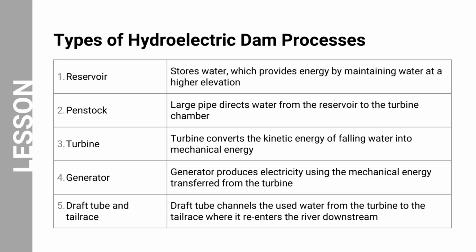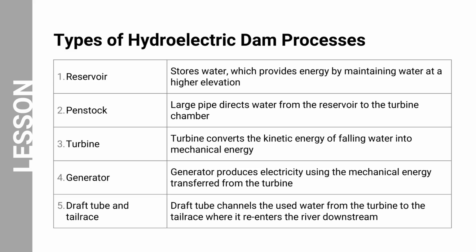2. In the penstock process, a large pipe directs water from the reservoir to the turbine chamber. The water's pressure and flow forcefully strike the turbine blades. 3. In the turbine process, the turbine converts the kinetic energy of falling water into mechanical energy. A shaft connects the turbine to a generator, where the spinning action generates electricity. 4. In the generator process, the generator produces electricity using the mechanical energy transferred from the turbine.